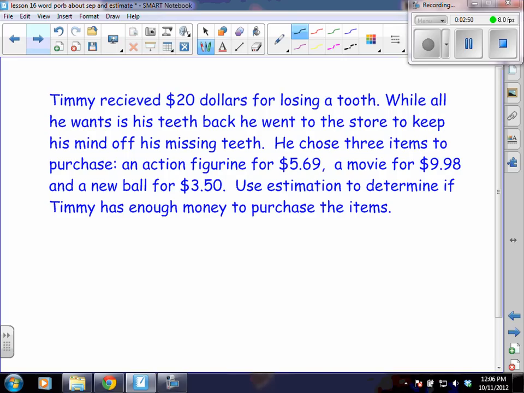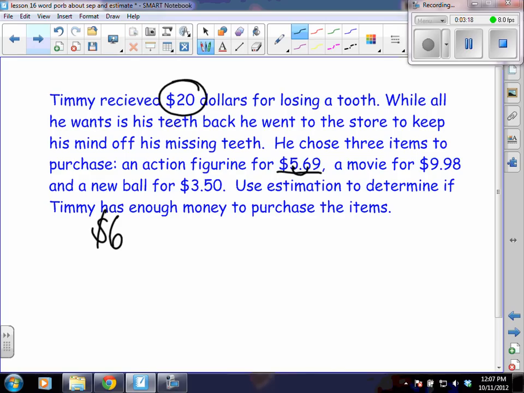As we look at this, we want to know if $20 is enough money to buy these different items. So we look at our first number, and we want to use some estimation or rounding to get a whole number that's easier to add than $5.69. We're going to round to the nearest dollar. So if we look at our 5, we look back 1, we see a 6. That tells us to round up. So our first number is $6.